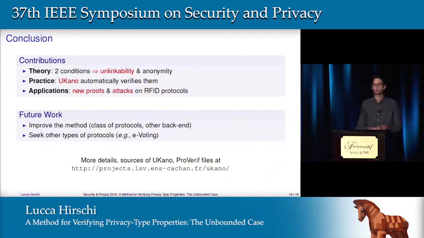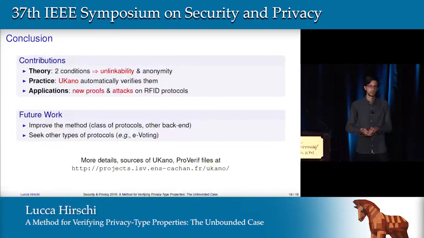I guess if the protocol uses group signatures, then there are more than 2 parties in the protocol. And in that case, we cannot reuse this method because it's only for 2-party protocols. But when I said that our first future work is to extend the class of protocols we can deal with, typically it's such classes we target. Thank you.